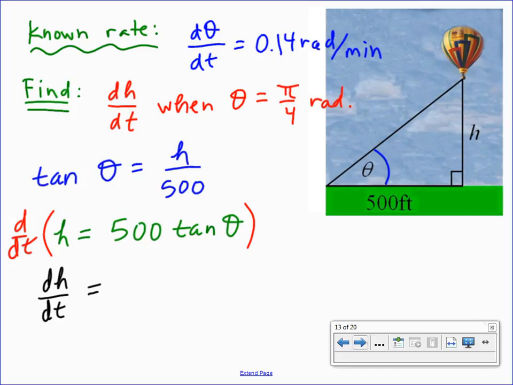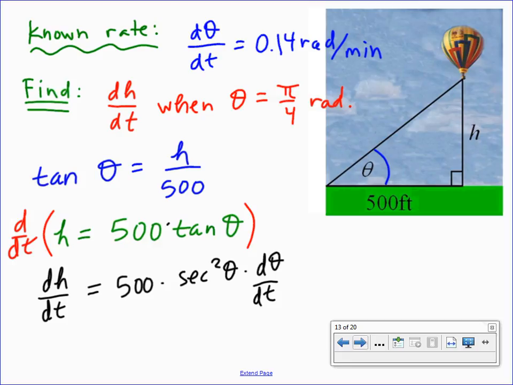The derivative of 500 tangent theta with respect to time: the constant multiplier, 500, is still there, times... And what does tangent differentiate to? Grace? Secant squared. Awesome. Secant squared theta, and then times the derivative of the angle. The derivative of theta with respect to time is d theta dt.